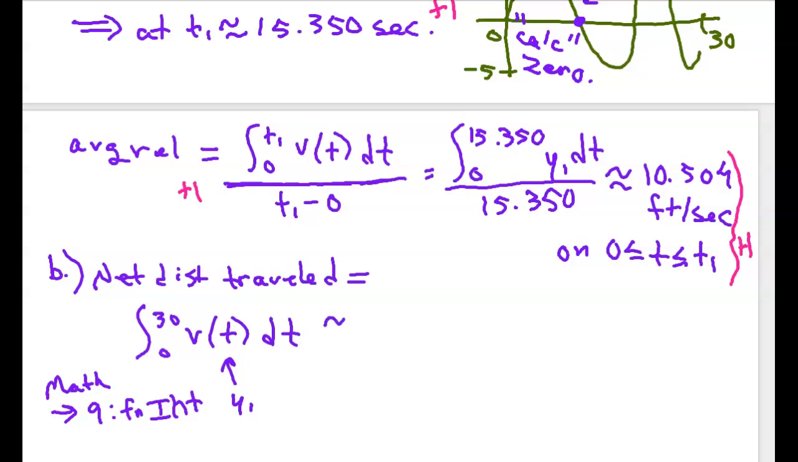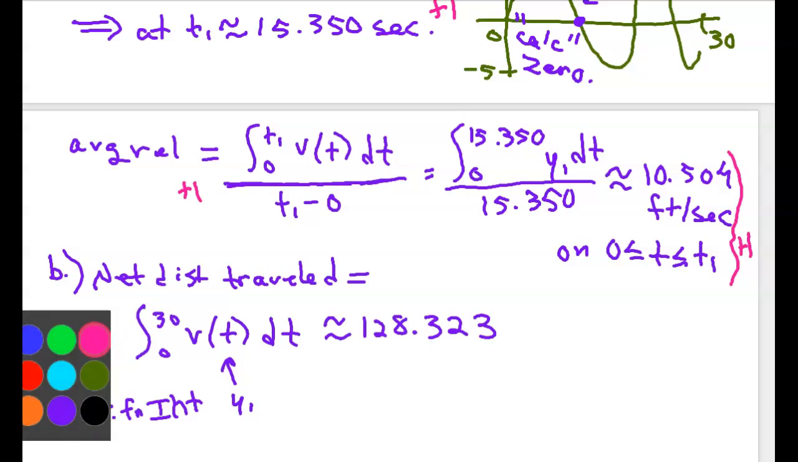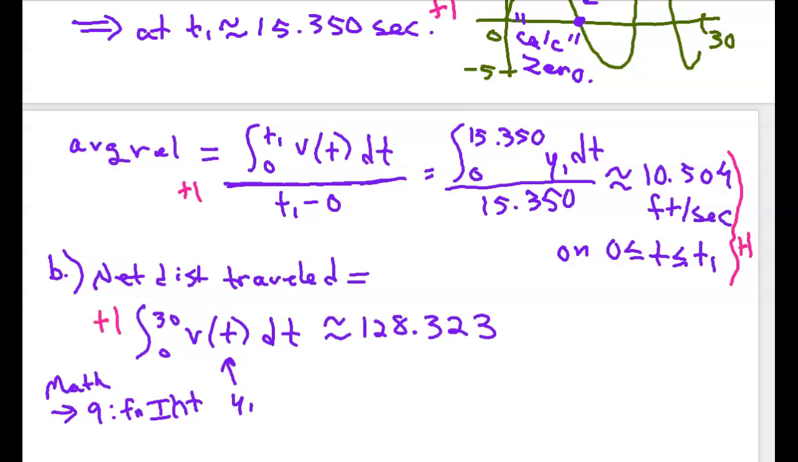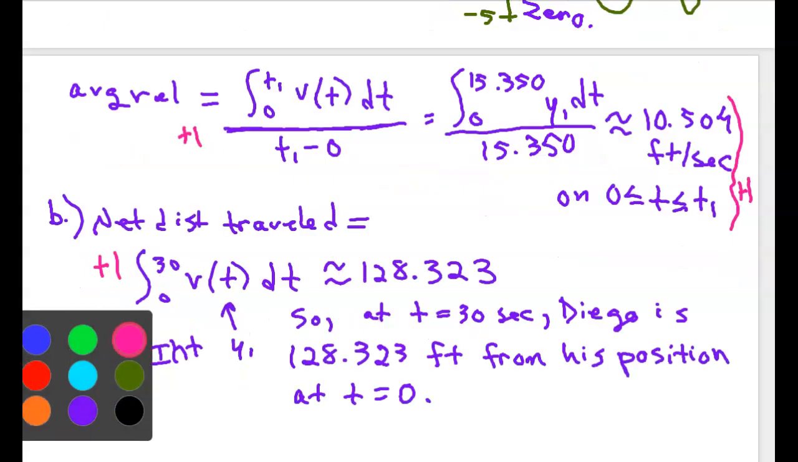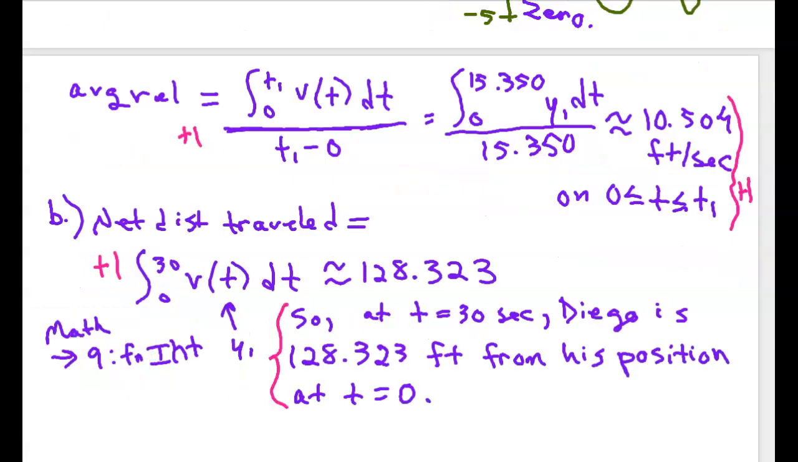And this is approximately 128.323. And you earned a point for stating that interval to give you that displacement. And you get a point for wrapping this up. So I'm going to state this in a sentence. And we earned a point for correctly stating that solution with units.